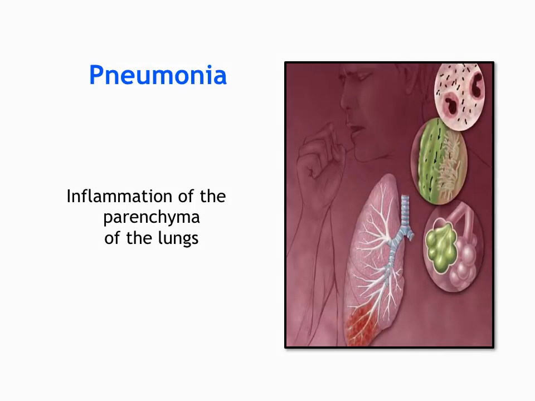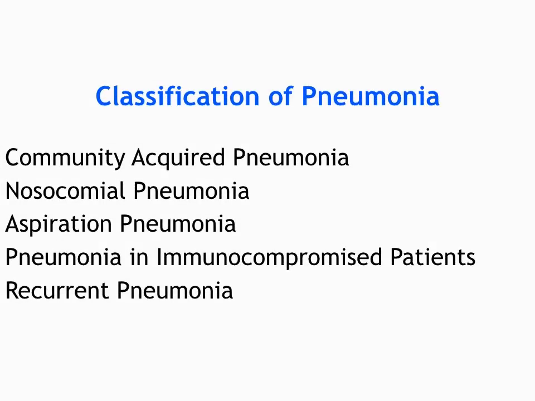Pneumonia can be defined as inflammation of the parenchyma of the lungs. It can be classified into community-acquired pneumonia, nosocomial aspiration pneumonia, pneumonia in immunocompromised children, and recurrent pneumonia.